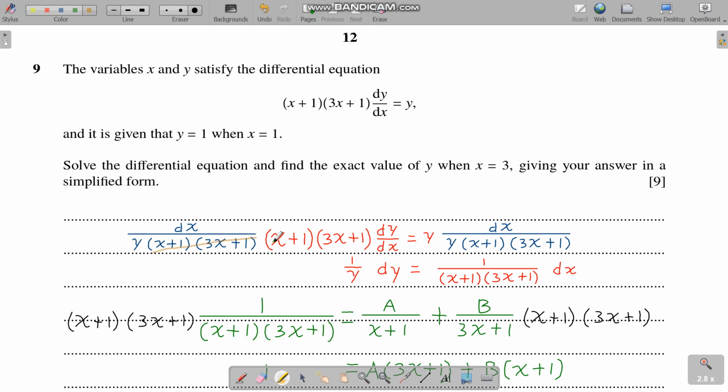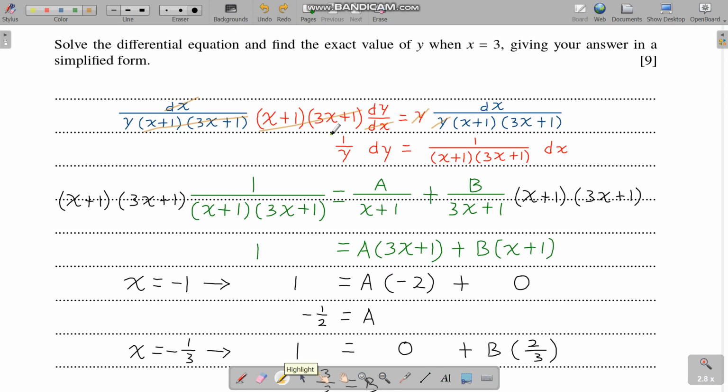we can cancel out on the left. So on the left we have only 1 over y dy. On the right we cancel out, we have 1 over (x plus 1)(3x plus 1) dx. So now we integrate both sides. There's no problem integrating the left hand side. The problem is integrating the right hand side. We cannot integrate this directly, so we're going to have to use the partial fractions decomposition first.